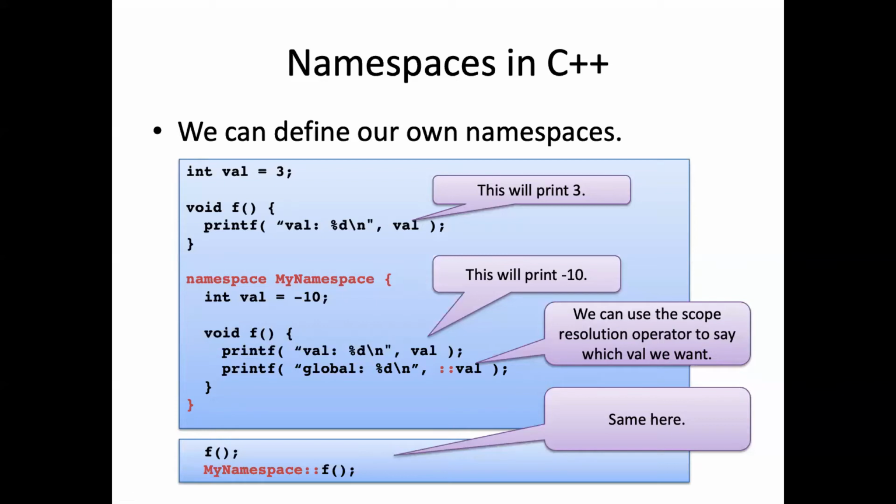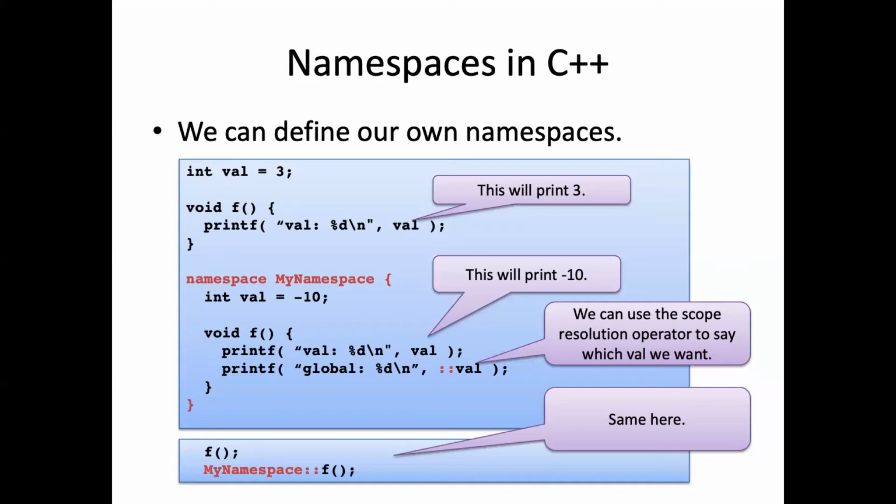The linker won't complain about this because this one is just plain old val and this one is val inside my namespace. Same thing for function f. And then down here in some client code, let's say this code at the bottom is part of main. I can access both of these things.